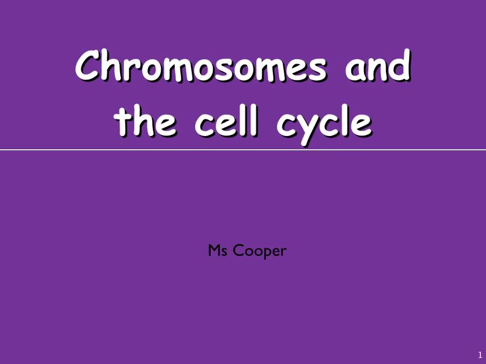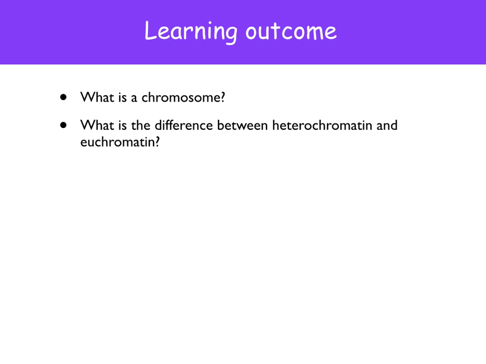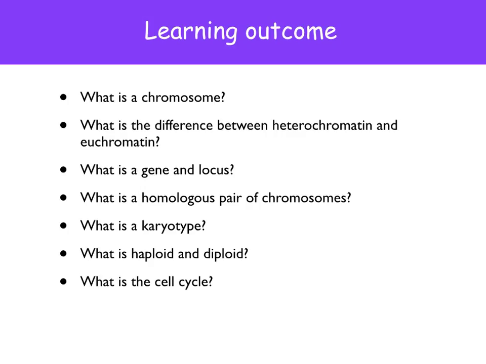In this topic, we're going to have a look at chromosomes and the cell cycle. By the end of this topic, you should be able to answer the questions: what is a chromosome? What is the difference between heterochromatin and euchromatin? What is a gene and locus? What is a homologous pair of chromosomes? What is a karyotype? What is haploid and diploid? What is the cell cycle? And what is happening during each stage in the cell cycle?